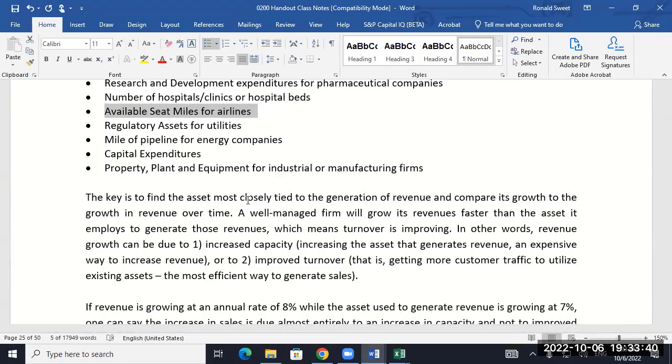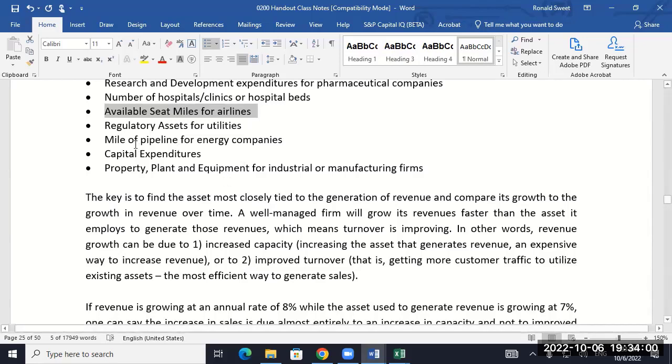No one's doing utility in here, I don't think. But utilities have something called regulatory asset. You almost always want to look at revenue to regulatory asset. What a regulatory asset is, it's an asset the utility is allowed to price with the regulators. And that's a number you can get very, very easily off of Bloomberg.